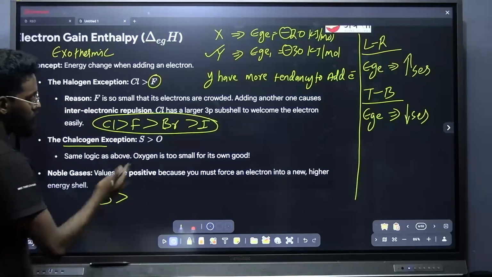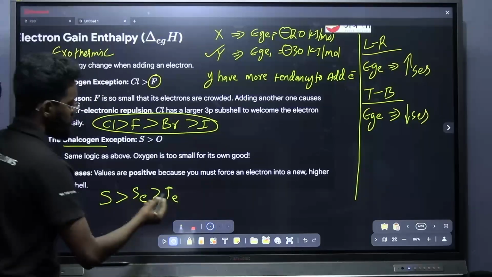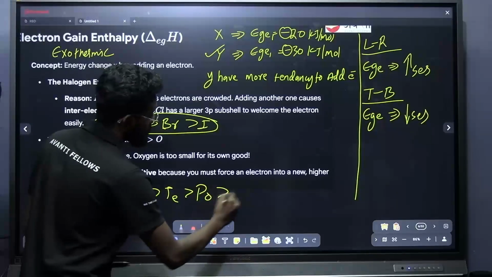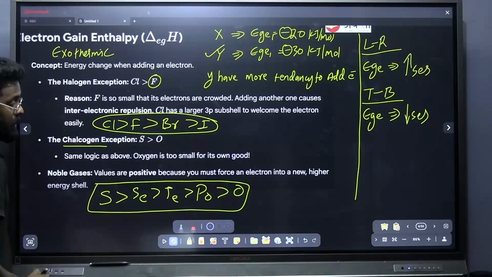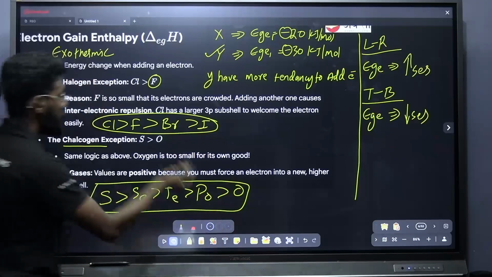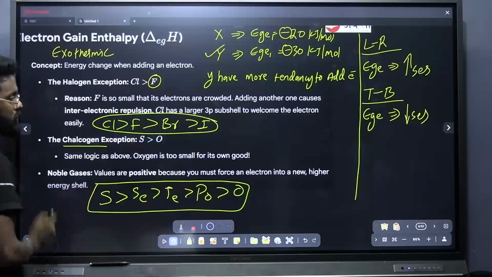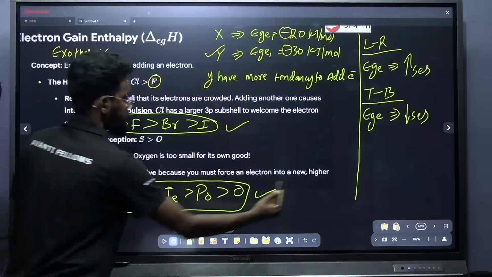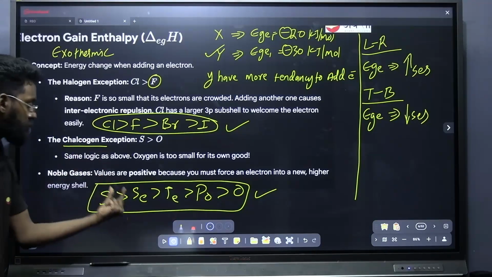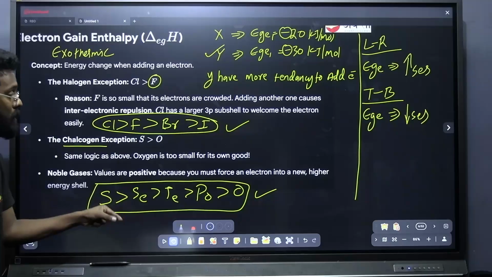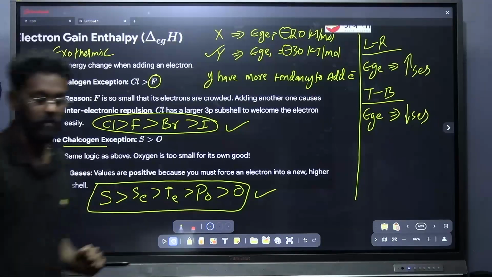After sulfur it is not oxygen. After sulfur it is selenium, then tellurium, then polonium, and the last is oxygen. The main point to note is that sulfur has the greatest and oxygen has the least. But in this case, after chlorine, fluorine will come in the second position. These are the 2 points I want you to note. The reason is the same, but in the case of oxygen, the repulsion is a little bit higher than the repulsion experienced by fluorine. That's the only difference.